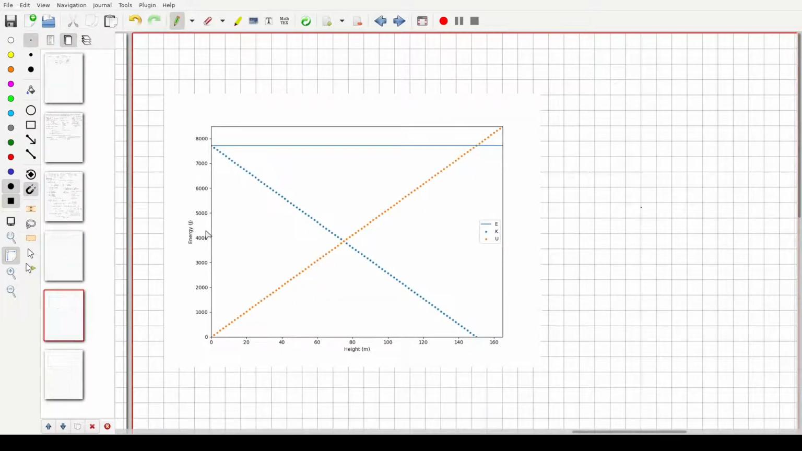Now, so that said, what I'd like to do is talk about what happens when you plot energy, because it turns out that if you plot energy, you can actually learn a few things. You can get a sense of how things behave. And so what I wanted to show you here is just plotting energy.